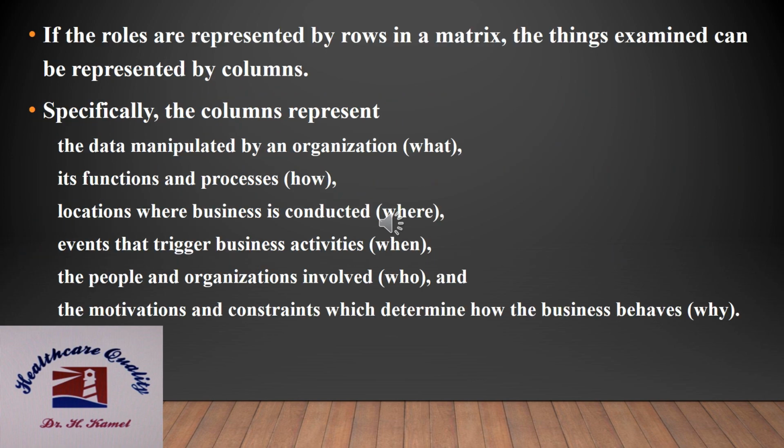If the roles are represented by rows in a matrix, the things examined can be represented by columns. Specifically, the columns represent the data manipulated by the organization. What? Its functions and processes. How? Locations where business is conducted. Where? Events that trigger business activities. When? The people and organizations involved. Who? And the motivation and constraints which determine how the business behaves. Why?